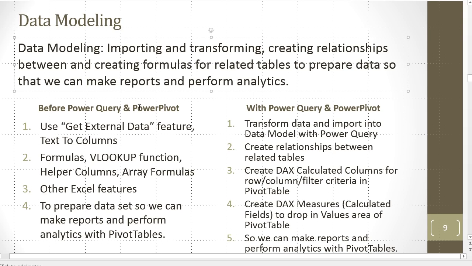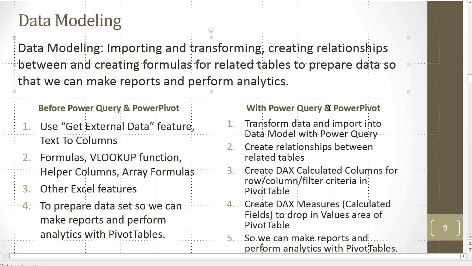Now, before Power Query and PowerPivot, what did we do when we did data modeling? We used Get External Data feature to get the data. We used Text to Columns to clean it. Sometimes we use formulas to clean our data. Then we use formulas, VLOOKUP function, helper columns, array formulas, and also other Excel features to prepare the data so we can make a report and perform analytics with pivot tables.